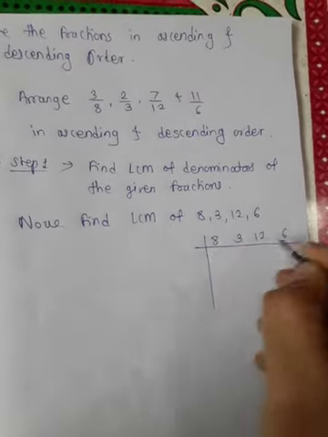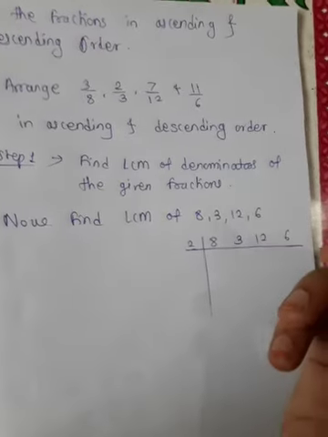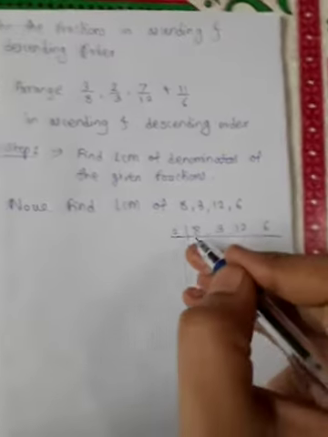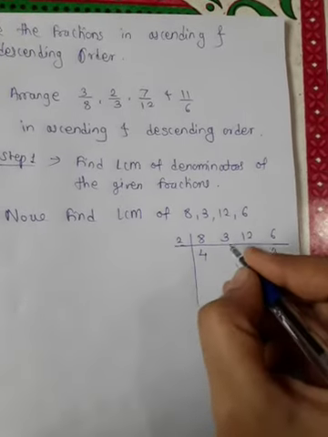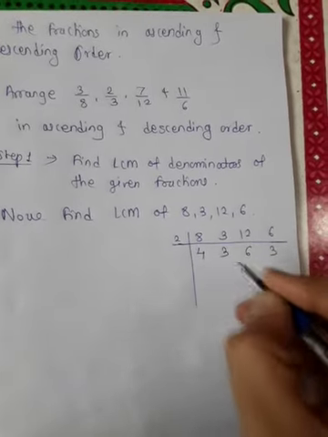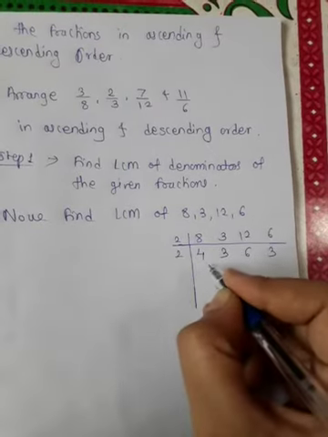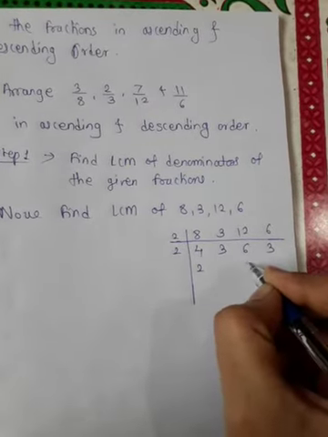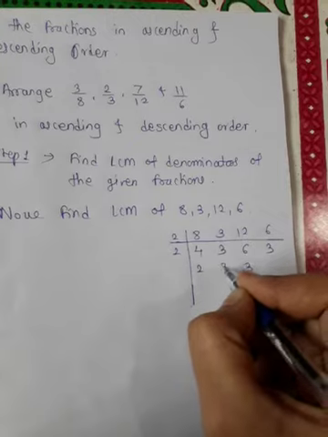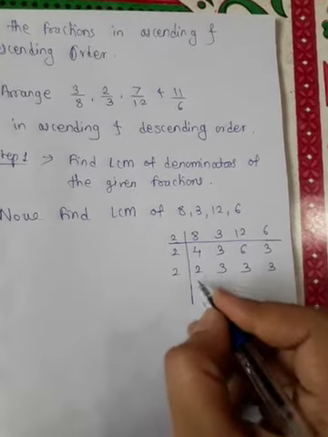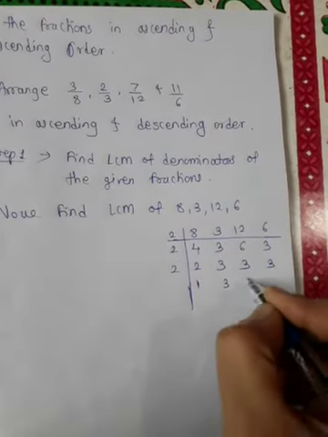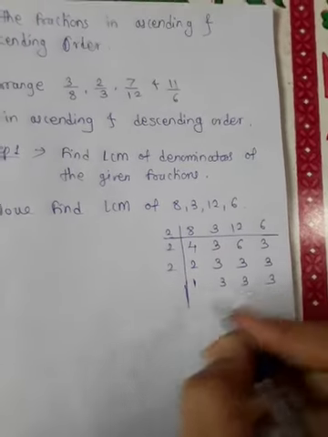The smallest number which divides at least one of the given numbers is 2. 2 4s are 8, 2 6s are 12, 2 3s are 6. 3 is not divided by 2, write as it is. Again 2 divides 4, 2 divides 6. 2 does not divide 3, write as it is. Again 2 divides 2, 2 ones are 2. 2 does not divide 3, write as it is.